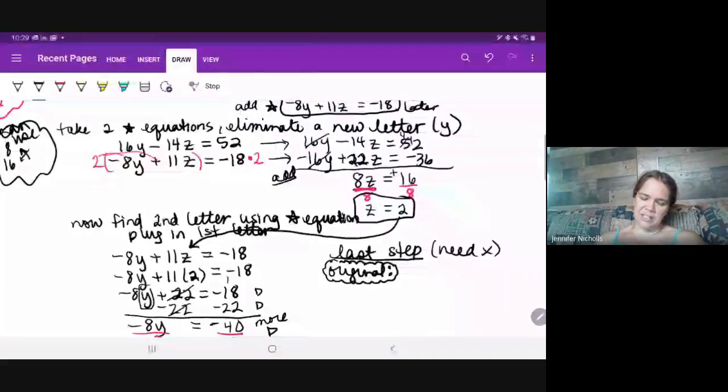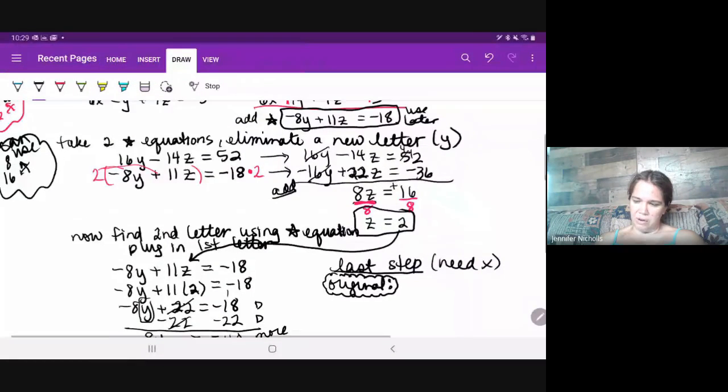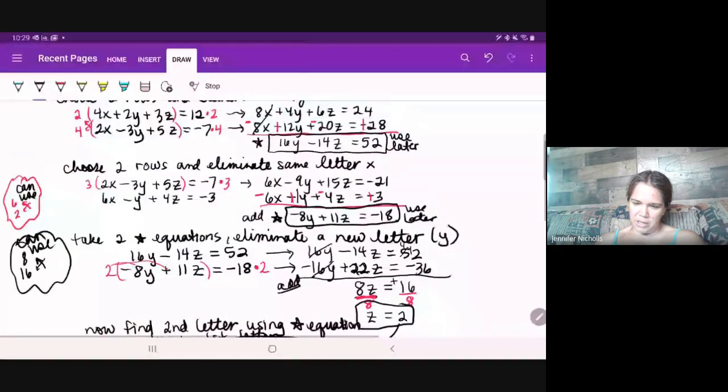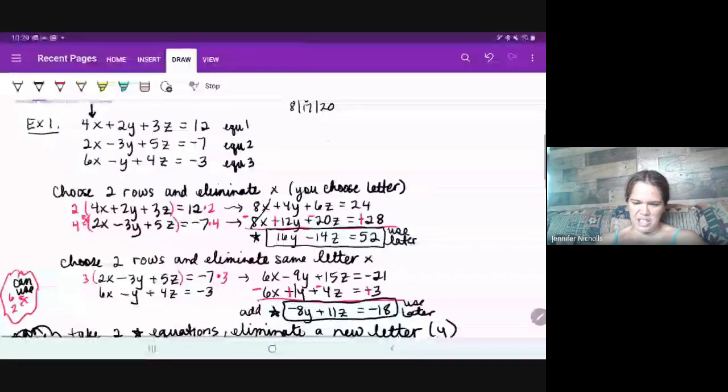Okay, and then these instructions now, find the second letter. You don't have to do that in your homework either, but mostly you've got to write everything. So let me find one of my original equations. Do you have a preference? Let's just pick the top one. No negatives. I have to memorize it.